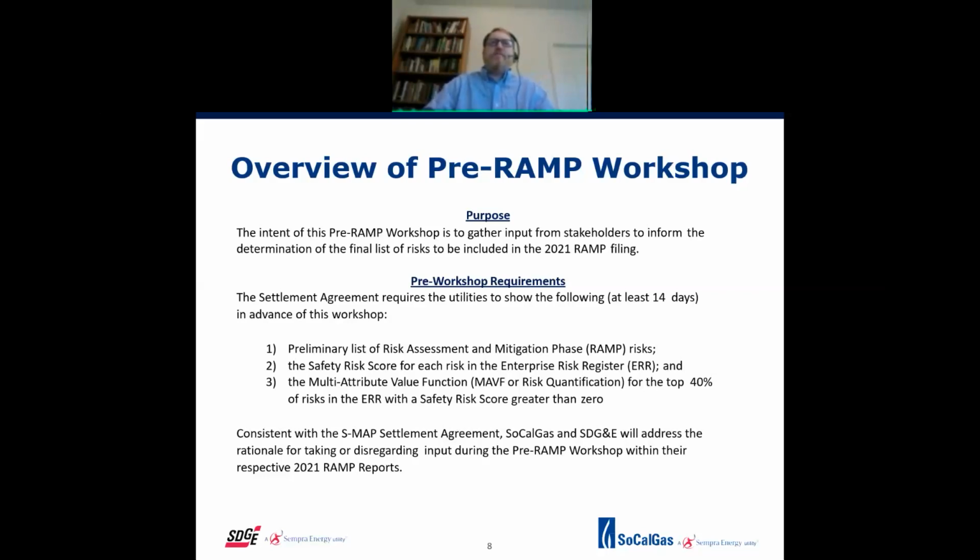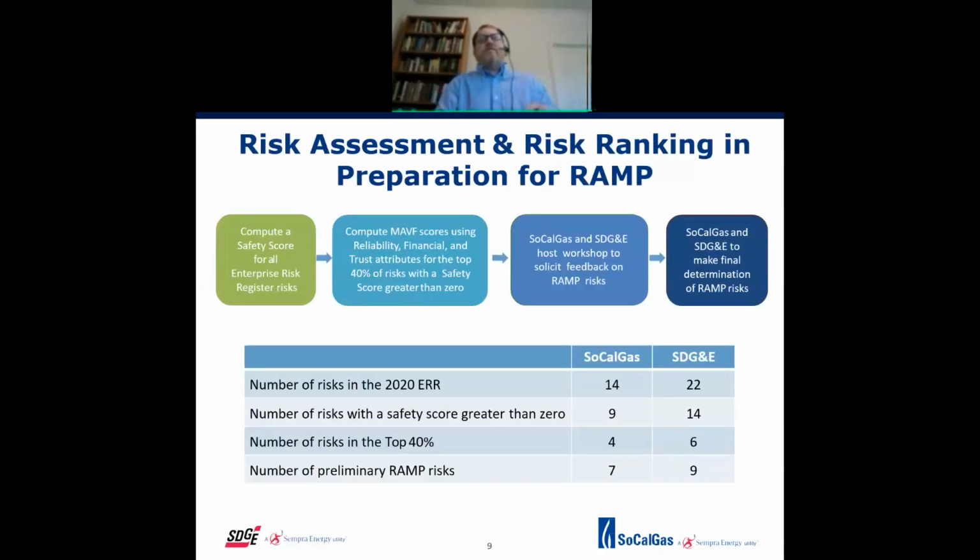Next slide, Joe. So the general overview is we started with our enterprise risk registers that each of the companies have. SoCalGas has 14 risks in their register, and SDG&E has 22 in its. And then per the settlement agreement, we did a safety assessment through the risk assessment to evaluate all the risks that had scores in the safety part for greater than 0. SoCalGas had 9 of those, and SDG&E had 14. Then also by the settlement agreement, we are showing the top 40% of those. We show also the other attributes in the MAVF, which in this case are reliability, financial, and trust.